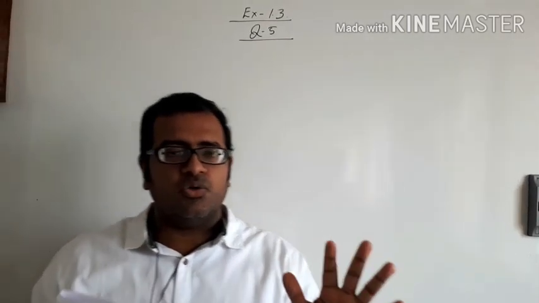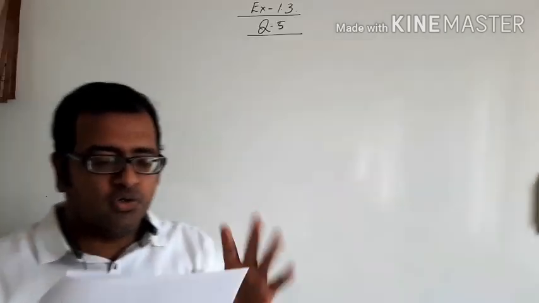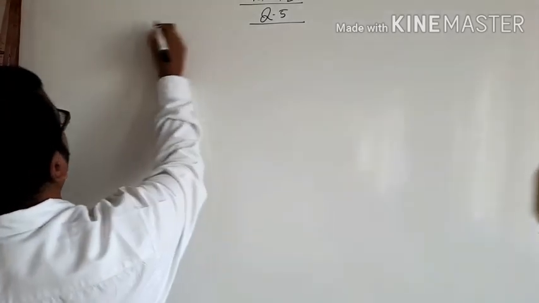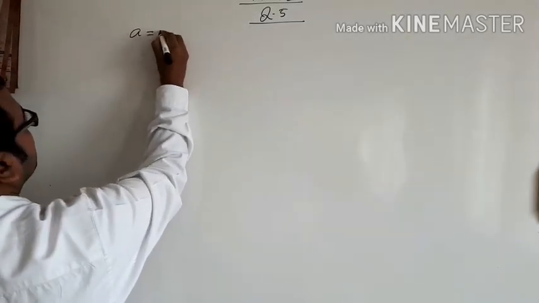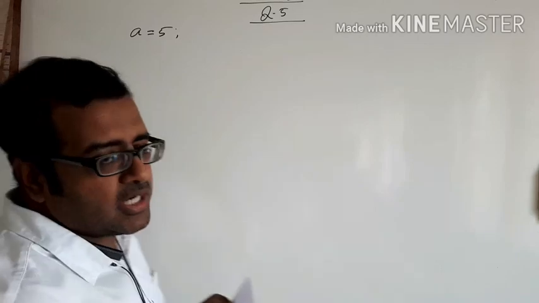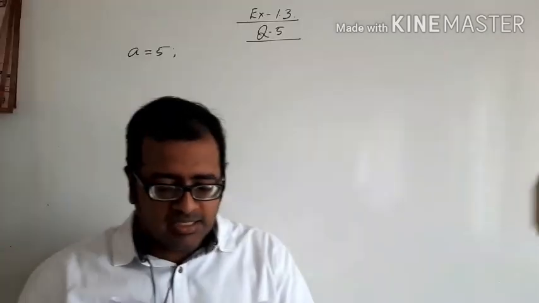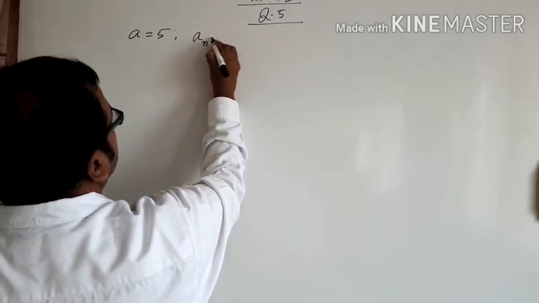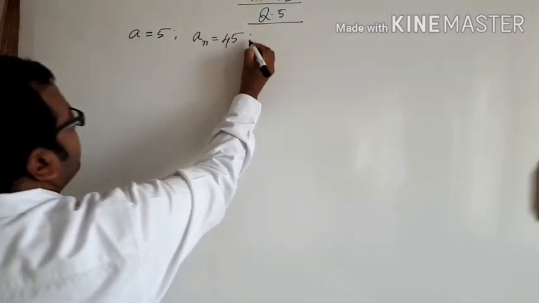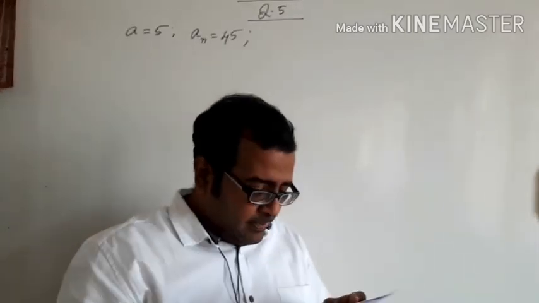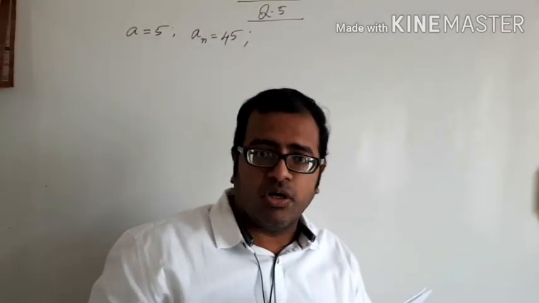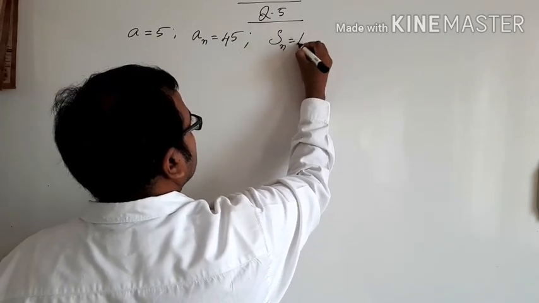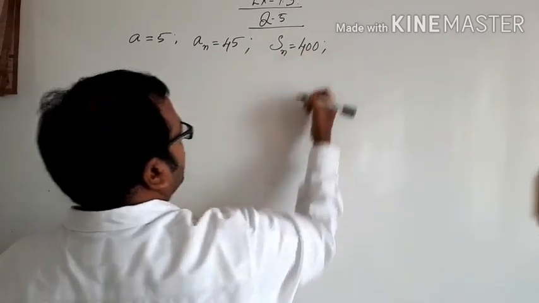So let us try to write down the things that we know here. First of all, the first term is 5. We denote the first term with A, so A is 5. And the last term is 45. The last term we denote by An, so An is equal to 45. Then we know the sum is 400. The sum of n terms is denoted by Sn, which is equal to 400.